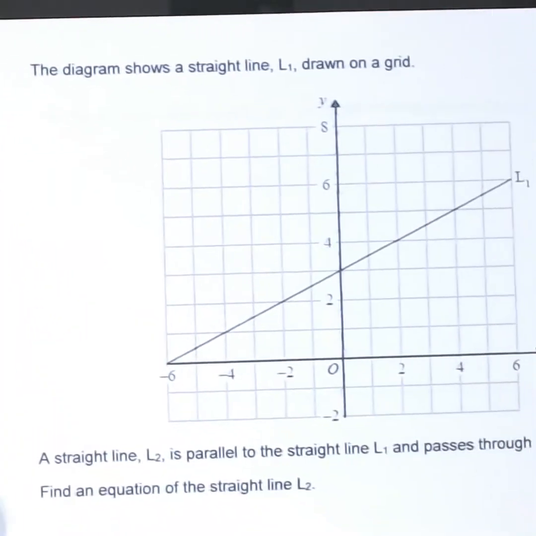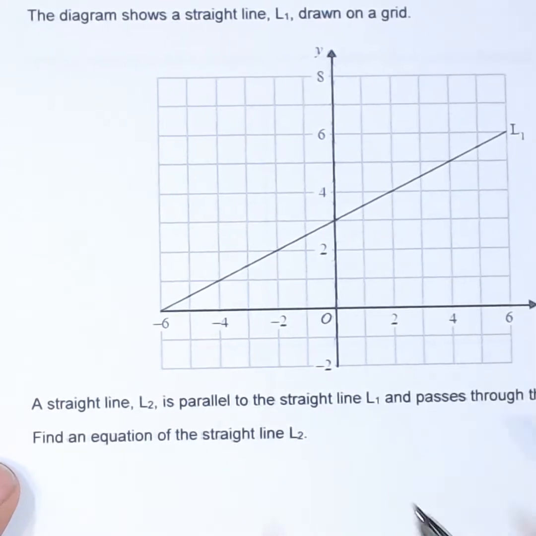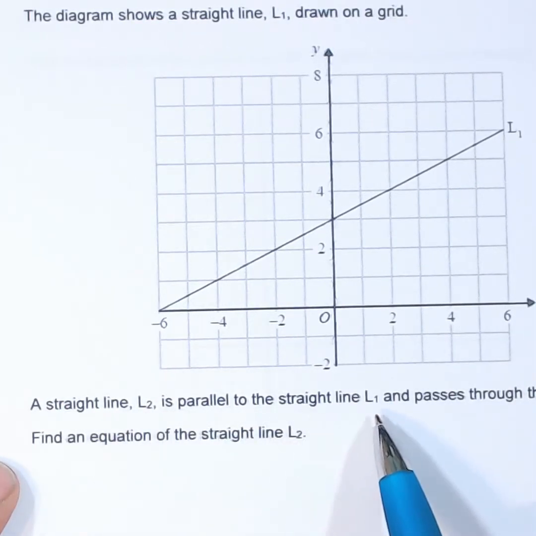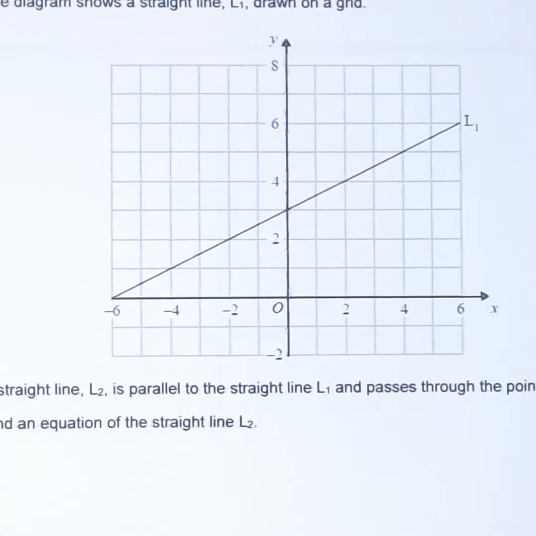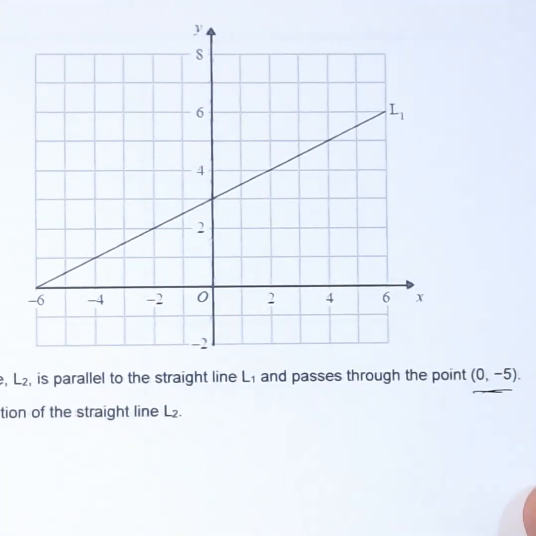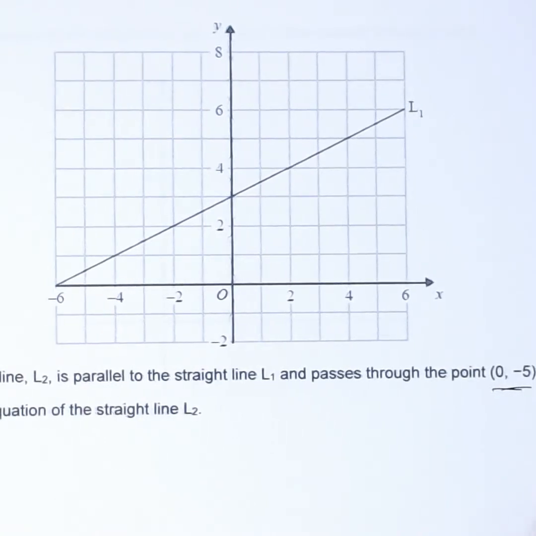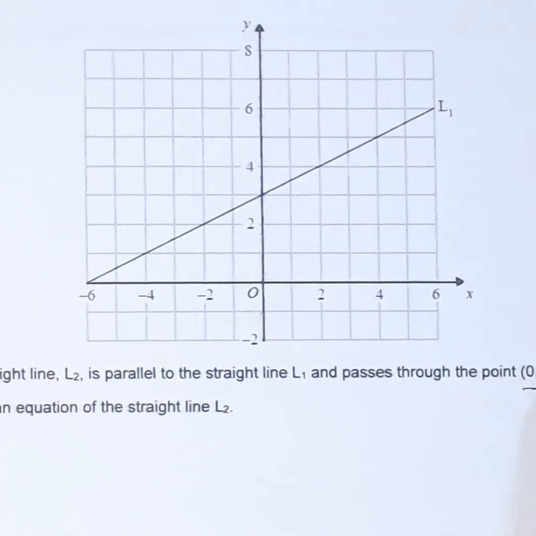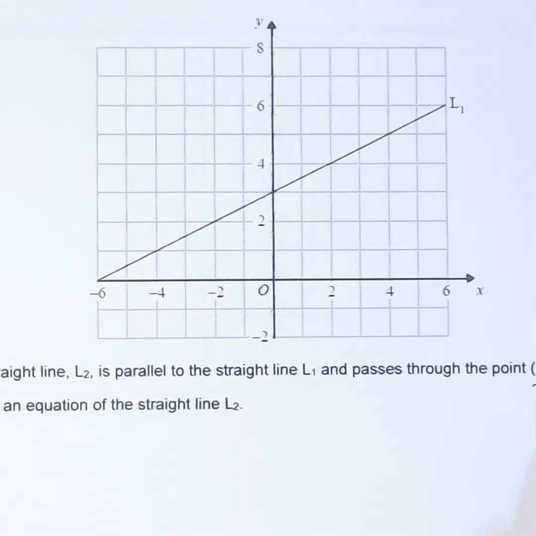So we've got a diagram here, and it's telling us that a straight line is parallel to the one given, and it passes through the point 0, -5. So a straight line that passes through the point 0, -5. Okay, so we need to draw that point on, but we can't because it's not on the scale. So we just know it's going to go through 0, -5.